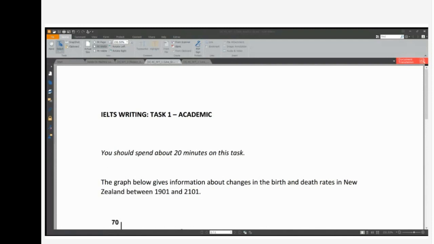The example we have today in front of us is a very typical one to start with. Now, as you can see, it says that you should spend about 20 minutes on this task. So obviously, you should spend more time on your task 2, and less time on your task 1, because your task 2 carries more marks. So you should spend around 20 minutes on task 1, but it's not a hard and fast rule. You can spend a little bit more or a little bit less time on it.